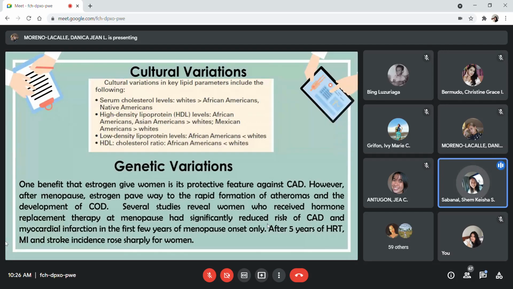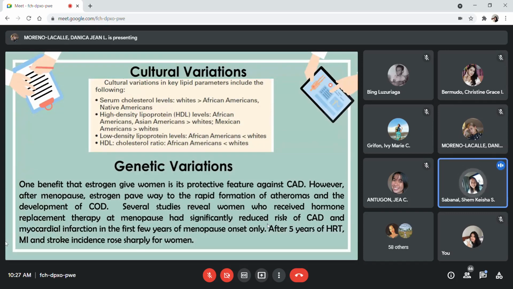So actually, we have been talking about this earlier, that we also know that our HDL increases in response to estrogen. So that is why we have genetic variation, because this increase of HDLs in response to estrogen gives women a protective feature against CAD. Why? Because when we have more HDLs, more remnants in our blood vessels are cleared. However, if women reach menopause, the loss or decrease in estrogen supply paves the way to the rapid formation of atheromas and the development of CAD.